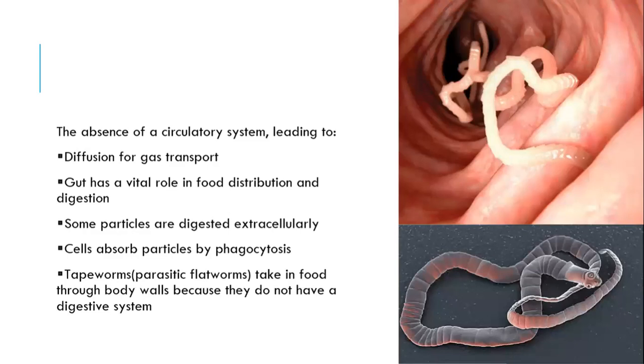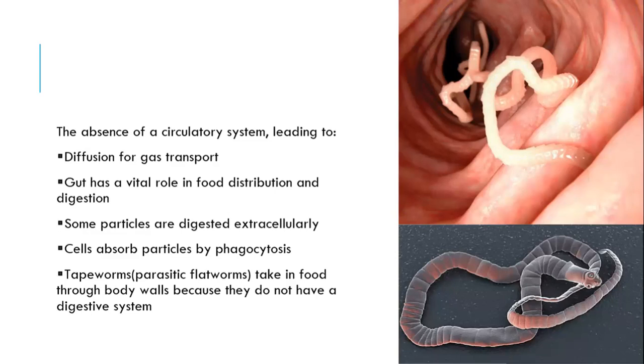So the absence of a circulatory system has pushed the flatworm to do the following. The flatworm exchanges and transports gas by diffusion through its body, and the gut also plays a vital role in food distribution and digestion instead, so it plays the role of the circulatory system. Some particles are also digested extracellularly and absorbed directly, and cells also absorb particles by phagocytosis instead of diffusion.